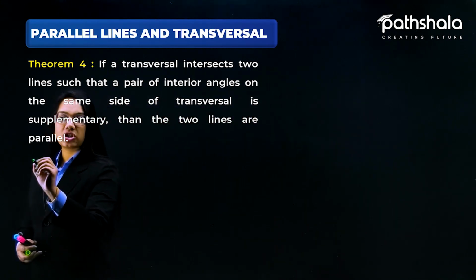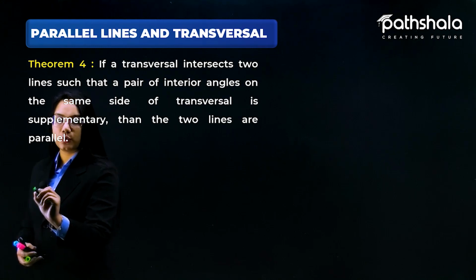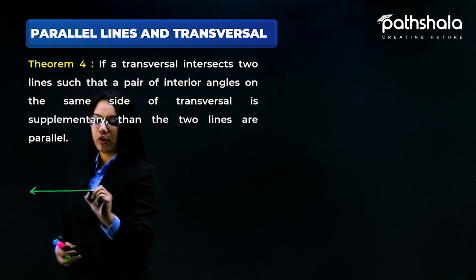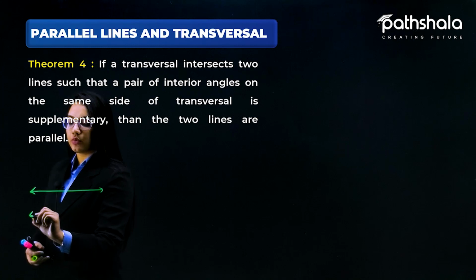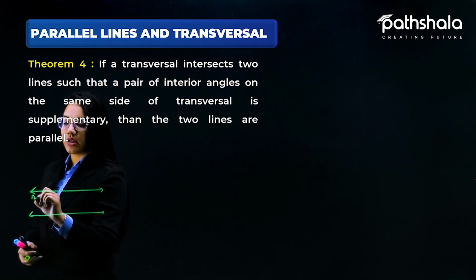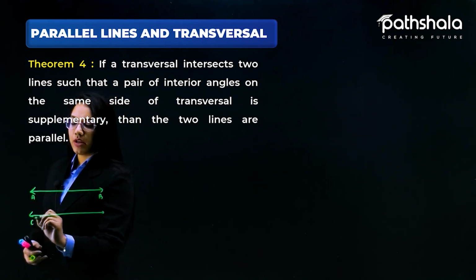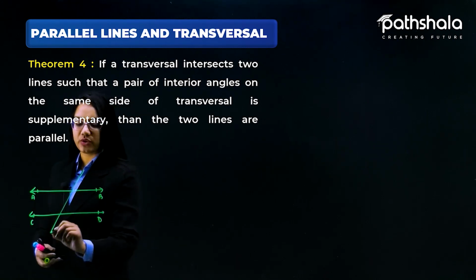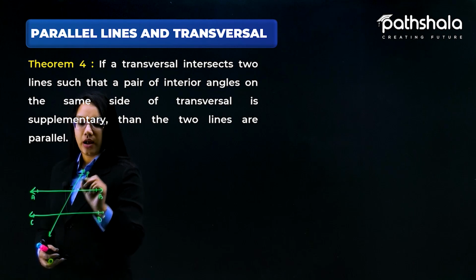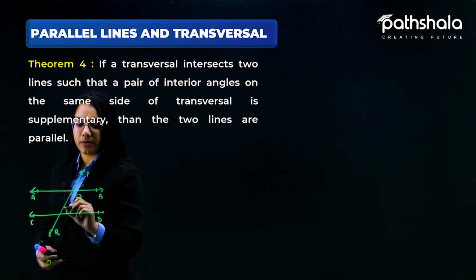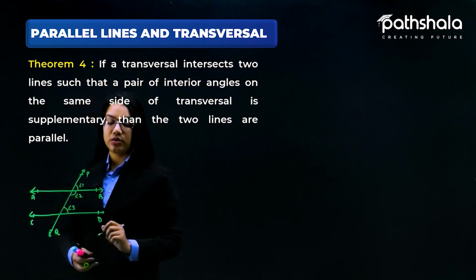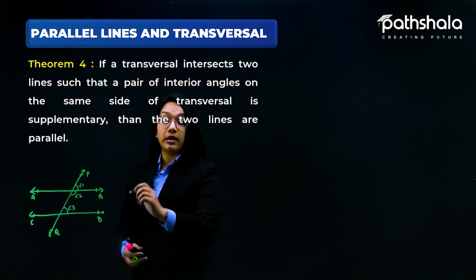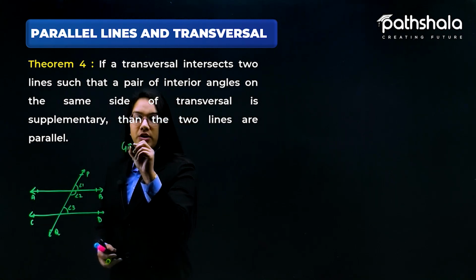So let us start with the figure of this one. Suppose I take the two lines over here as AB and CD. We have to prove that these are parallel to each other. Let us suppose I take a transversal over here and call it PQ. Let us call this angle, angle 1, this angle 2, and this angle 3. Furthermore, I am taking the given condition over here.